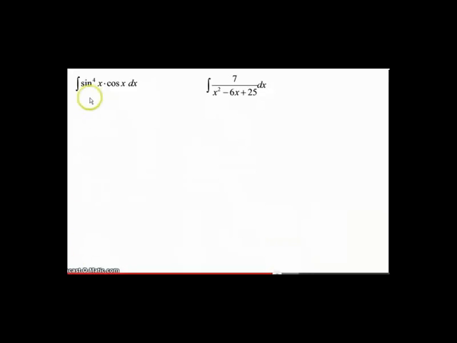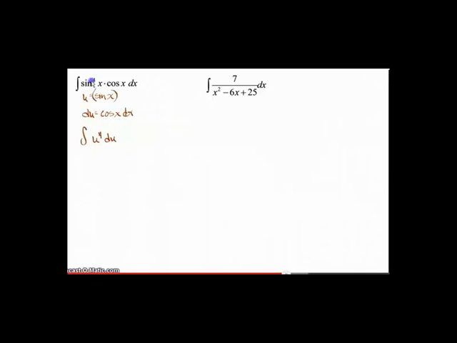All right, a couple more examples. What's being operated on here is the sine function. So I'm going to pick that as u. That means du has to be positive cosine of x dx. Completely rewriting that original integral in terms of u and du.